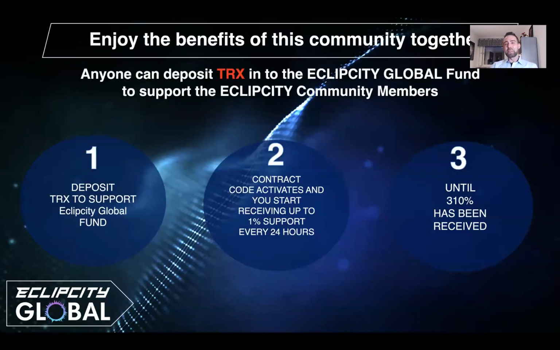Now enjoy the benefits of this community together, my friends. It has been designed by the people for the people. Anyone can participate and anyone can deposit Tron into the EclipCity Global Fund to support the EclipCity community members. It is as simple as 1, 2, 3. You deposit Tron to support the EclipCity Global Fund. The contract code will activate and you will start to receive that 1% every 24 hours until you receive the full 310%. How much easier can it be?